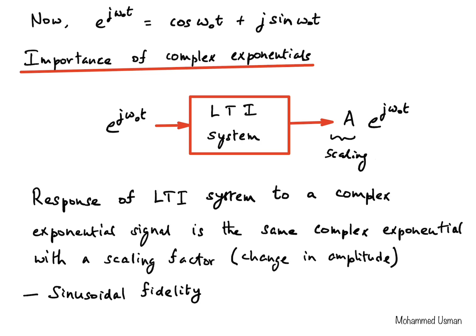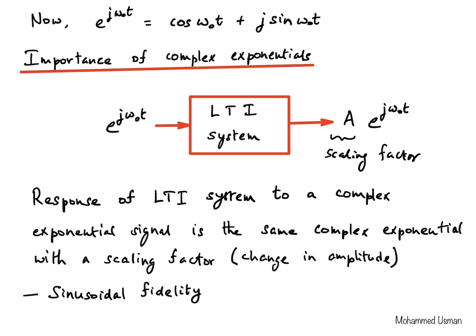Scaling factor, which is an amplitude factor. So the complex exponential, when applied to an LTI system, produces at the output another complex exponential signal, which is the same as the input complex exponential, but scaled by some factor a. The scaling factor is usually a complex number, but it can be a real number as well. So that's the only change. That's the importance of the complex exponential signal.